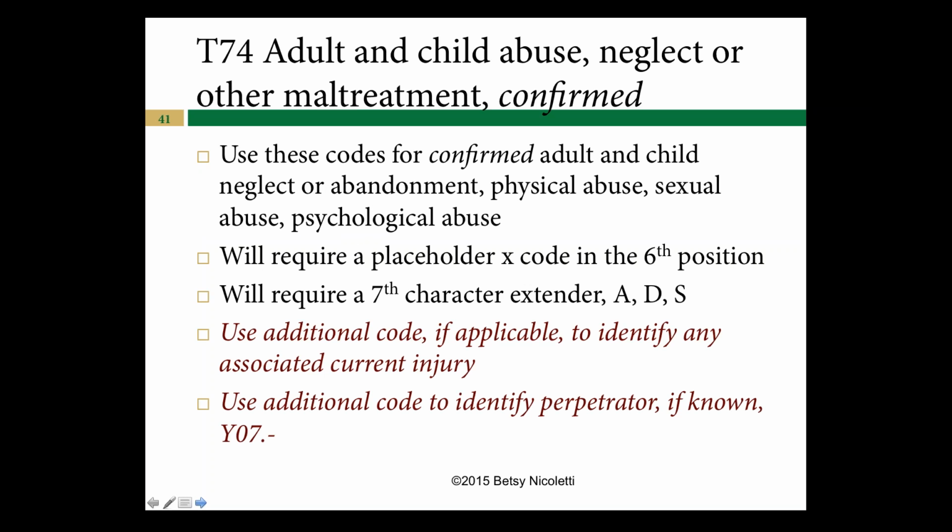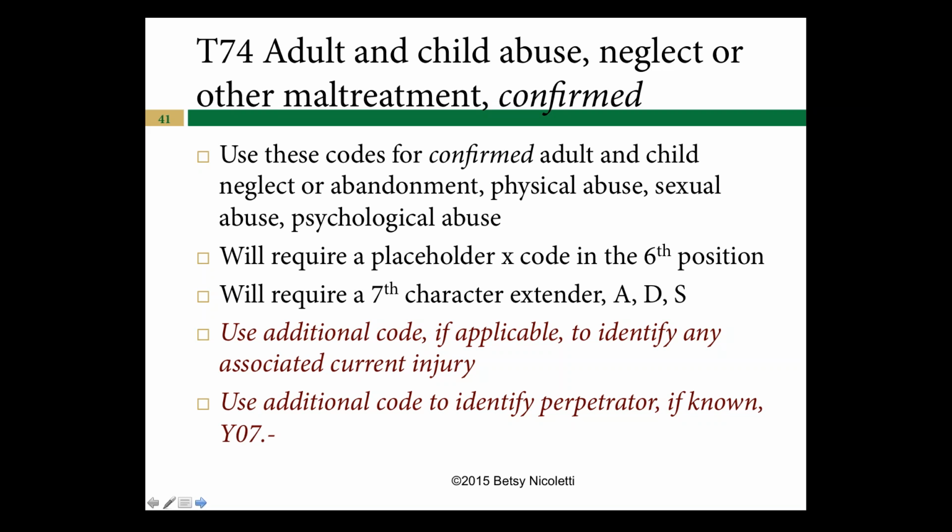So here are the codes. T74, adult and child abuse, neglect, and other maltreatment confirmed. We're going to use these codes when we have confirmed abuse, neglect or abandonment, physical, sexual, or psychological abuse. They're going to require a placeholder code because they don't have a 7th character, because these need an A, D, or S 7th character extender. And we're going to use an additional code, if applicable, to identify the associated current injury. So if you're in the ED and it's a confirmed abuse, the ED doctor is going to use this T code as well as whatever the injury was.